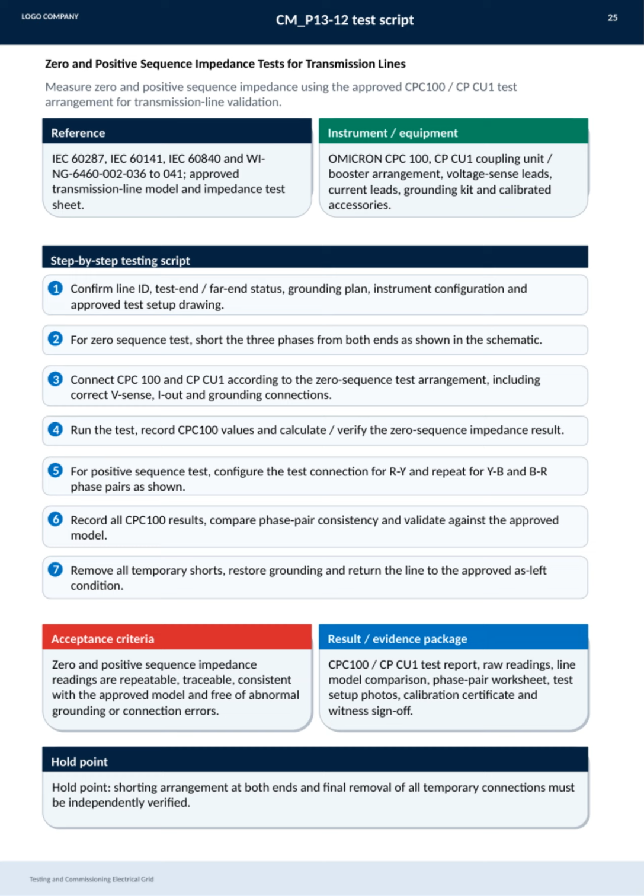Acceptance criteria emphasize repeatability, traceability, and consistency without any grounding or connection errors. Finally, the test results and evidence package includes detailed reports, raw data, model comparisons, test photos, calibration certificates, and must be witnessed and signed off. Remember, the hold point requires independent verification of the shorting arrangement installation and complete removal before proceeding. This thorough approach ensures the integrity and safety of the electrical grid.